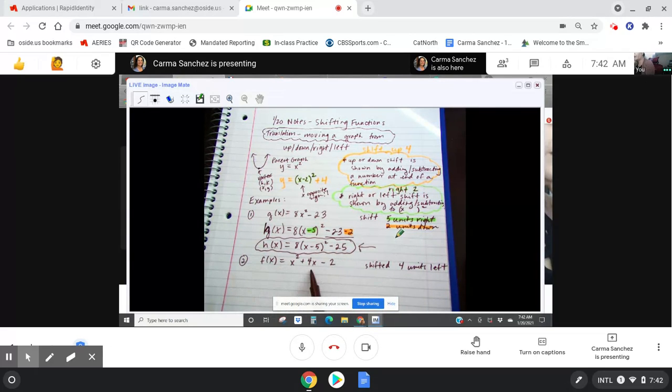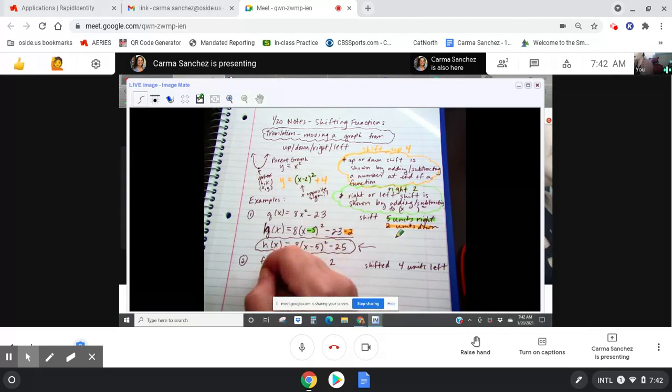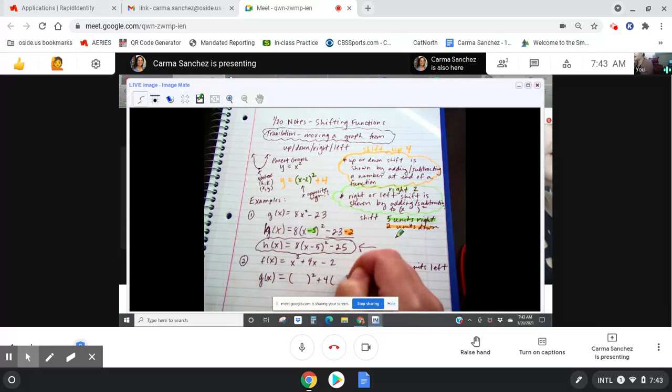Here's a quadratic equation given to you. We want this one only to be shifted 4 units left. That means there's no vertical or up or down movement. It's just moving left. So again, a left movement is going to adjust our x values. So anywhere that there's an x in the equation, we're going to make the shift left. So 4 units left means we're going to be adding 4.